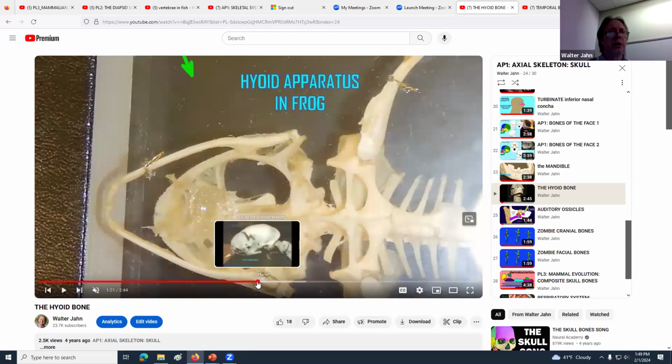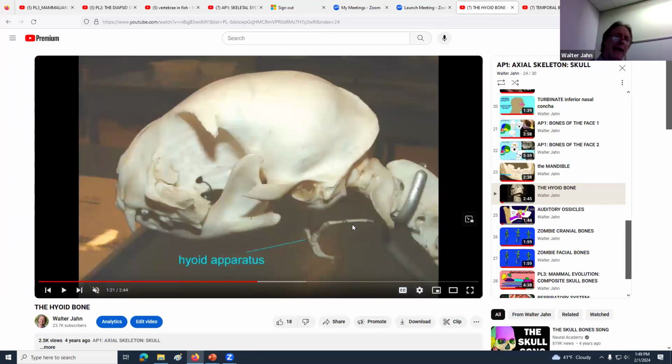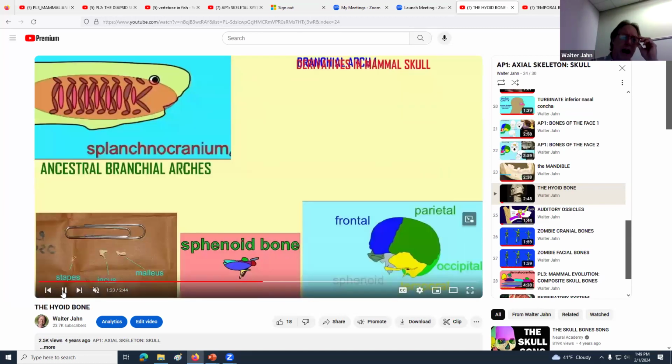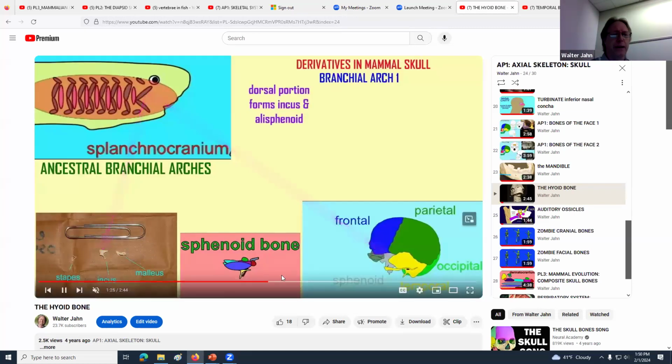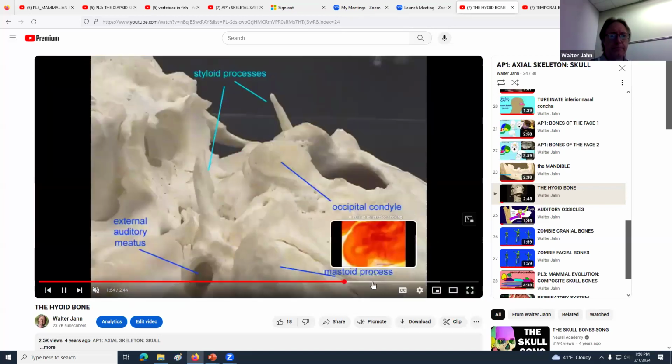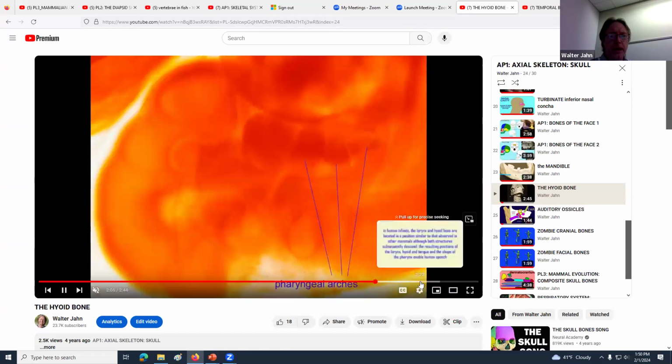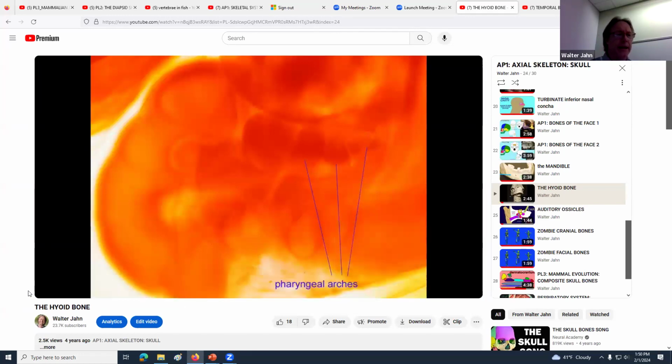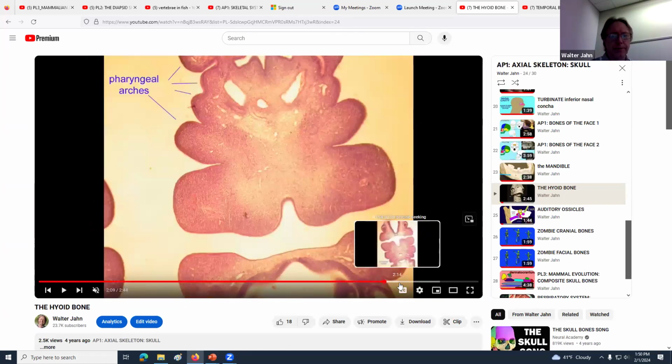So here's the hyoid apparatus of a cat. I mean, can you see there's a piece, there's a piece, there's a piece? There's just a lot of pieces from those splanchnocranium cartilages which fuse to make this, as we had mentioned last class. So we have it, and it helps to support the tongue.